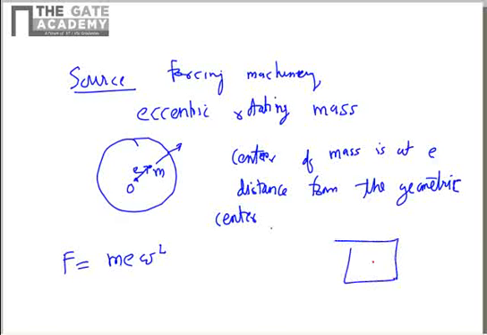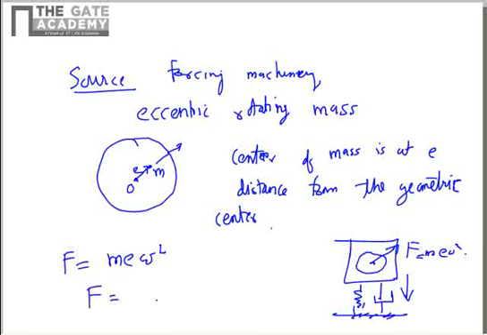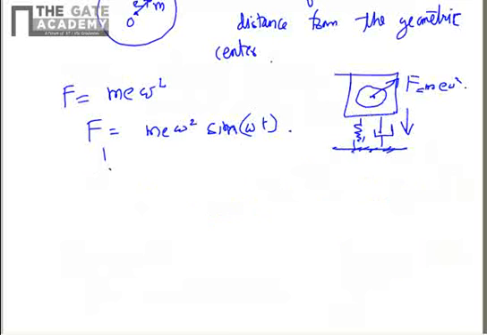And if the rotating component is inside a machinery which is supported on a base with a damper and a spring system, then the force transmitted to the base, the centrifugal force, F is equal to m e omega square. The force transmitted to the base will be the projection of this force in the vertical direction. So F will be equal to m e omega square sine omega t.